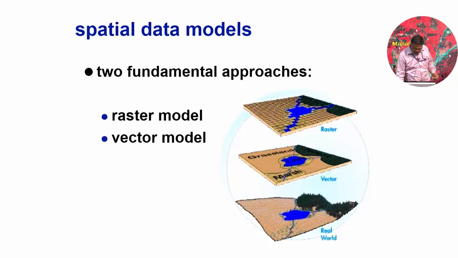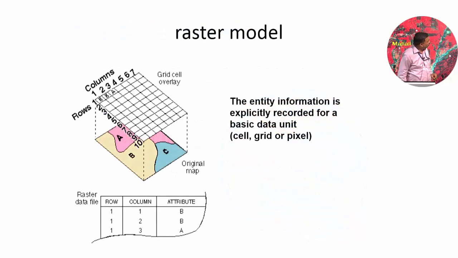So these are the two fundamental data types used to store data in the computer, because you should have some data model in order to store them in the computer. So these are the two data models which are being used by the GIS community.